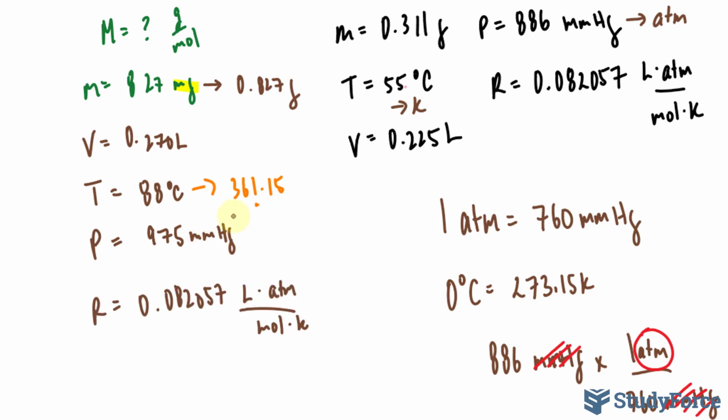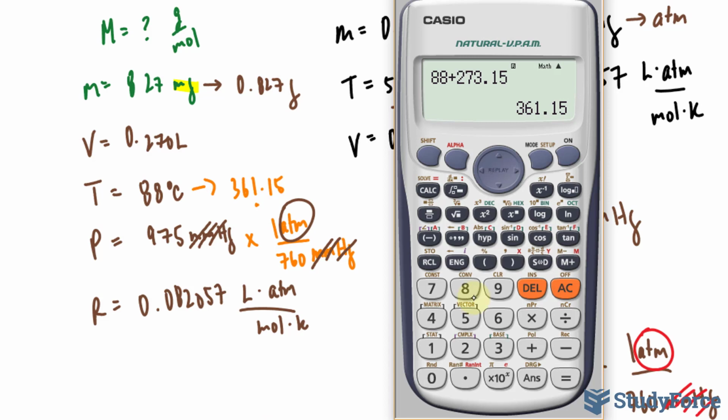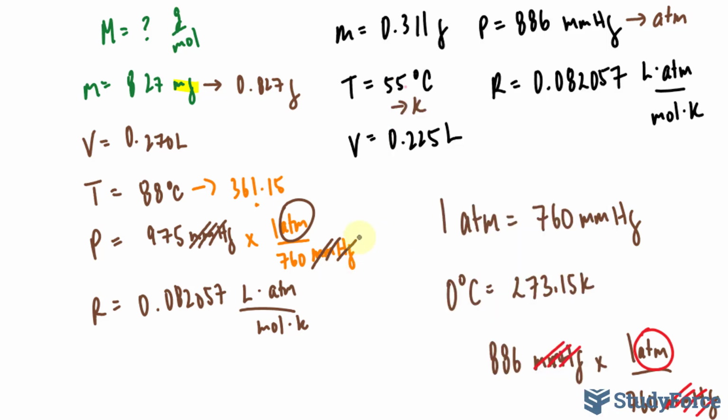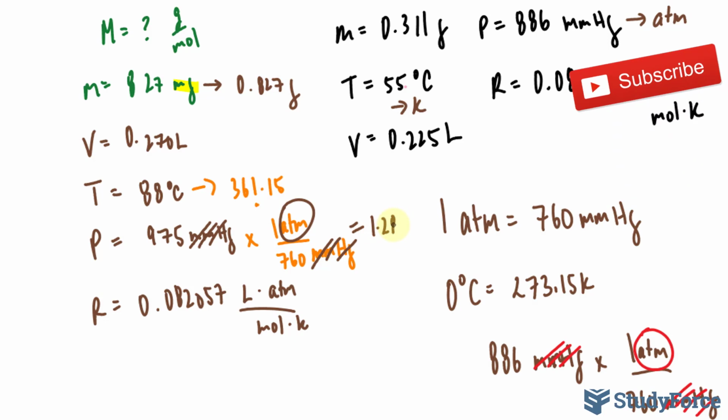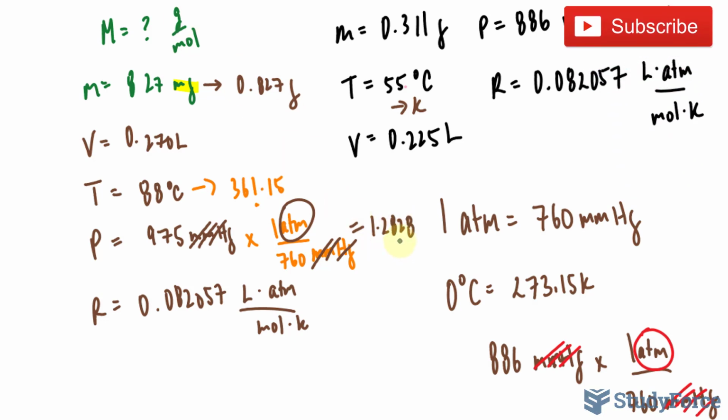To go from mmHg to ATM, we'll multiply this by 1 ATM over its conversion factor, which is 760 millimeters of mercury is 1 ATM. So I write down 760 here. By orienting this conversion ratio into this fraction in this way, the millimeters of mercury units will cancel out, leaving us with atmosphere. 975 divided by 760 gives us 1.2828, and the last significant figure here is this 8.